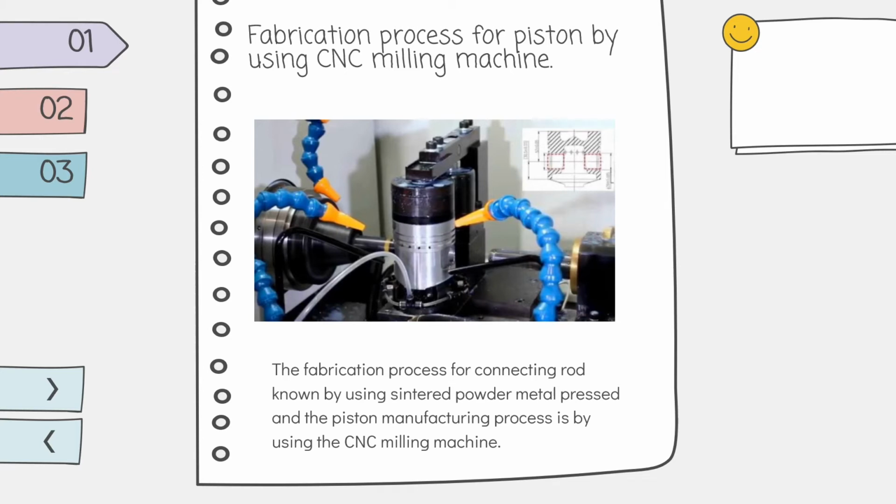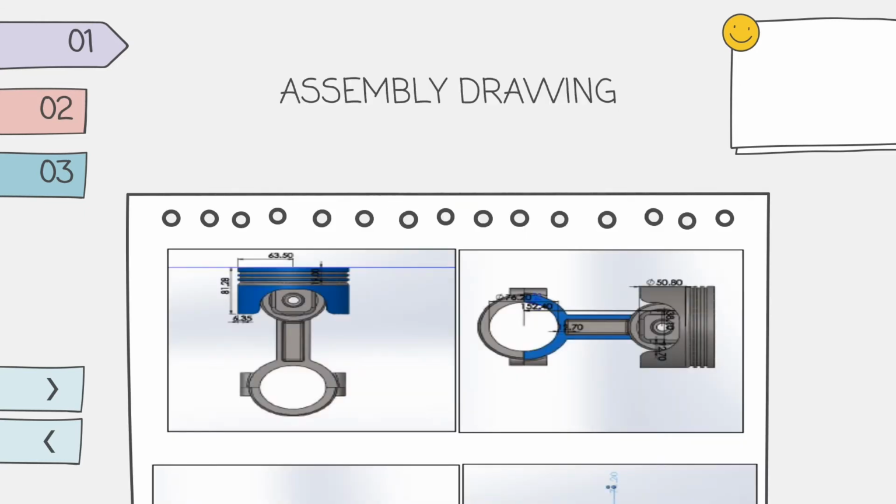This fabrication process for the connecting rod is known by using sintered powder metal press, and the piston manufacturing process is by using the CNC milling machine. The software that has been used to simulate the test on these assembly parts is SolidWorks. I will proceed with the assembly drawing. This is the result from the drawing that we drew on SolidWorks.